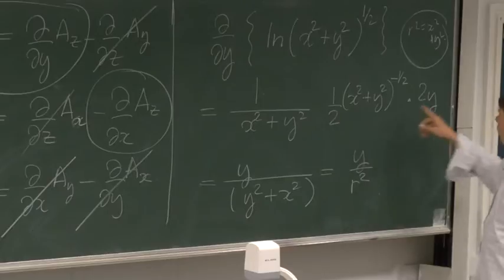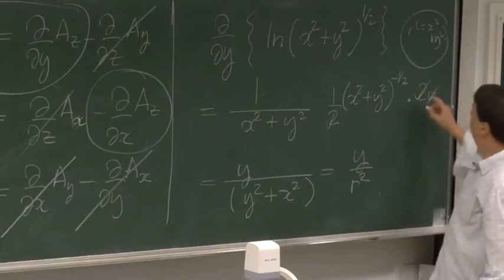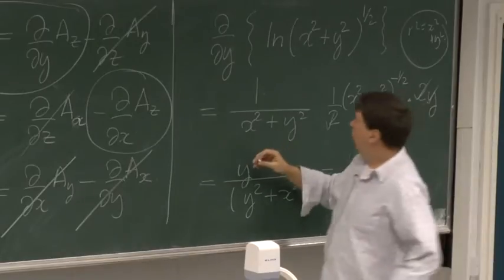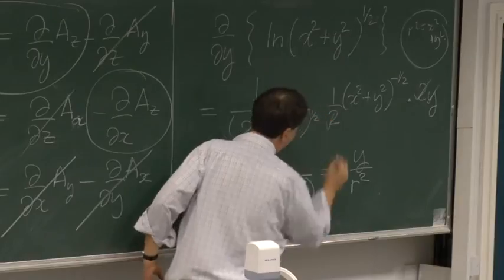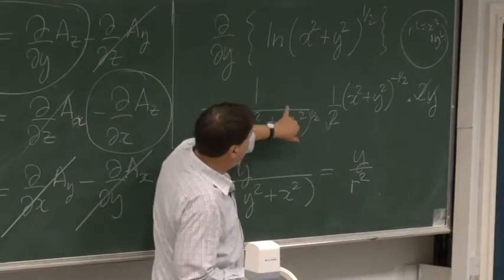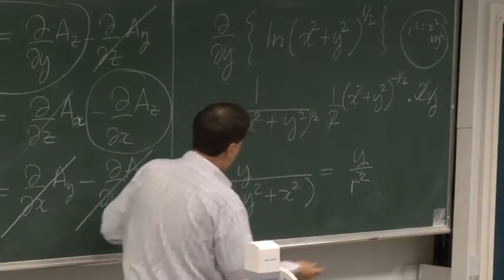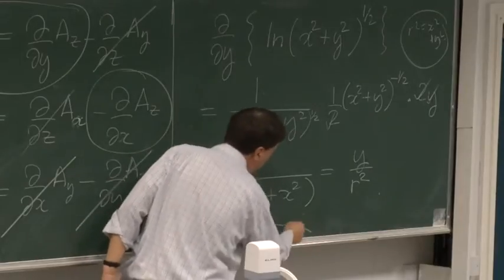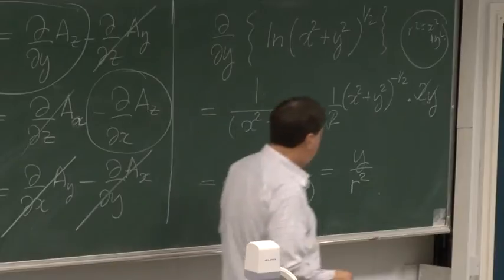The halves cancel, so that goes. Take the y to the front here, that goes, and I've got x squared plus y squared, sorry, this is to the half, of course. Second deliberate mistake. So this is x squared plus y squared to the minus a half times x squared plus y squared to the minus a half, x squared plus y squared to the minus 1. Pop it into the numerator, and I've got y.